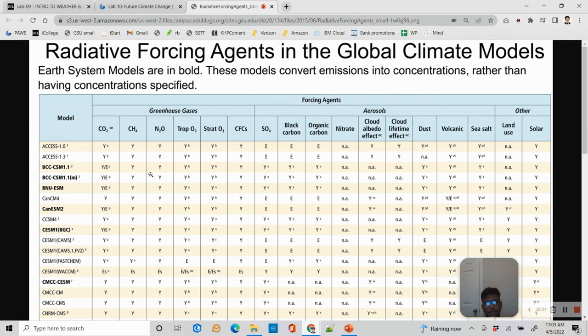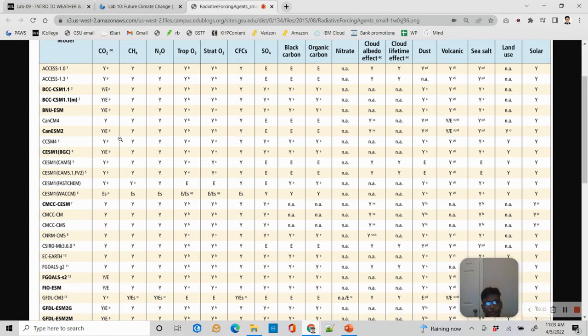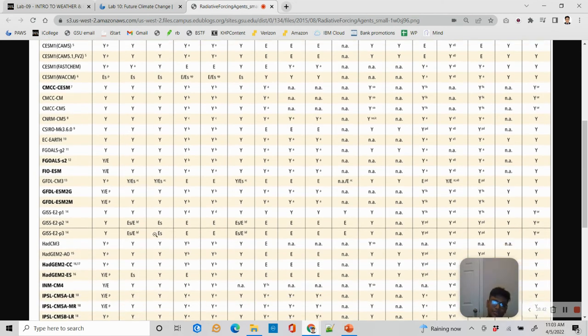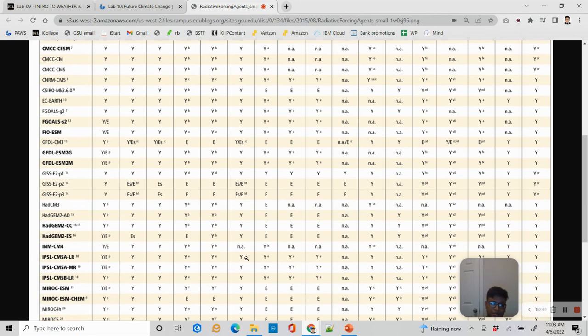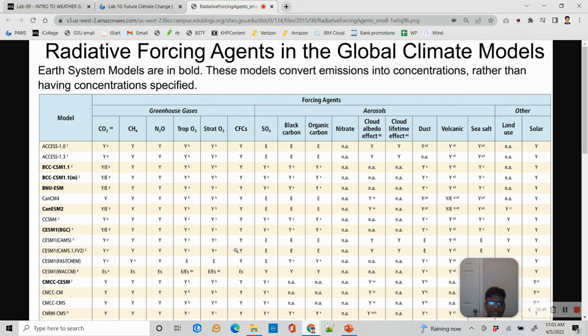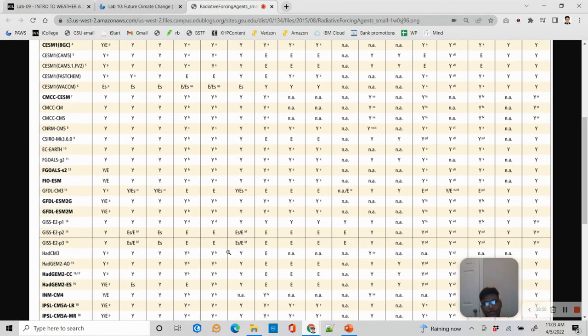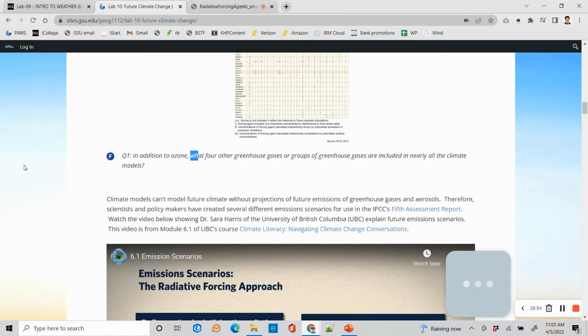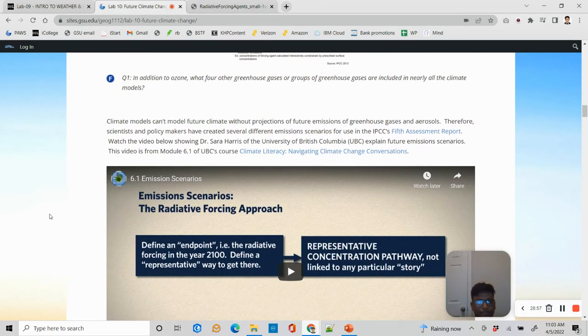As you can see from the model, most of the models have Y, or at least if they don't have Y, they at least try to calculate them and include them in the model. I see only one NA for CFC, so it's not a big deal. But the majority of them actually consider all four others. So that's question number one.